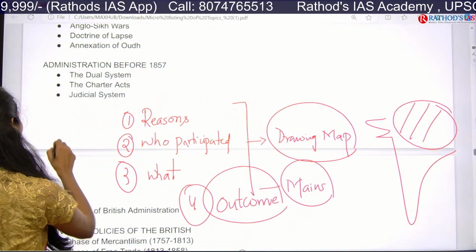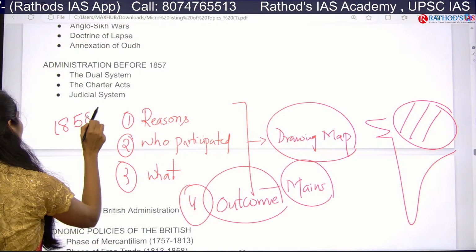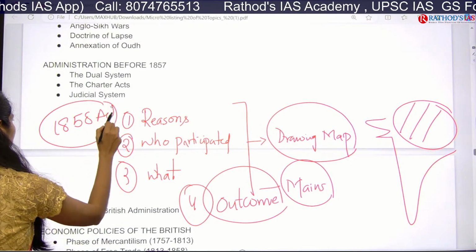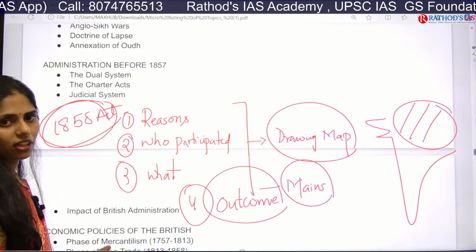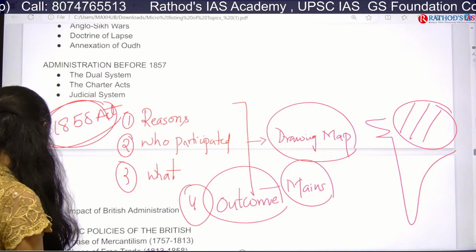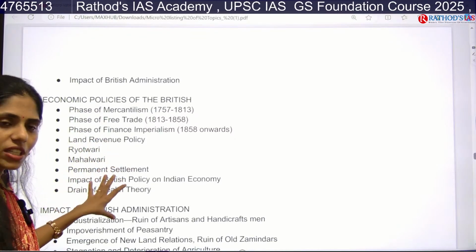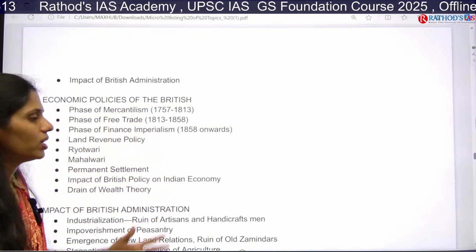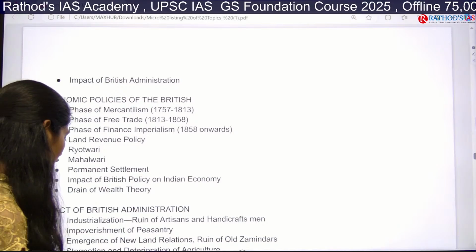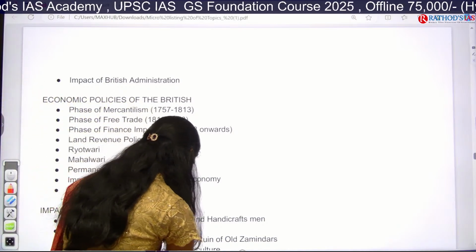And after that we came up with the Act of 1858. So this is also very important. And next, later on you have to study about the economic policies of the British. Okay, economic policies of the British.